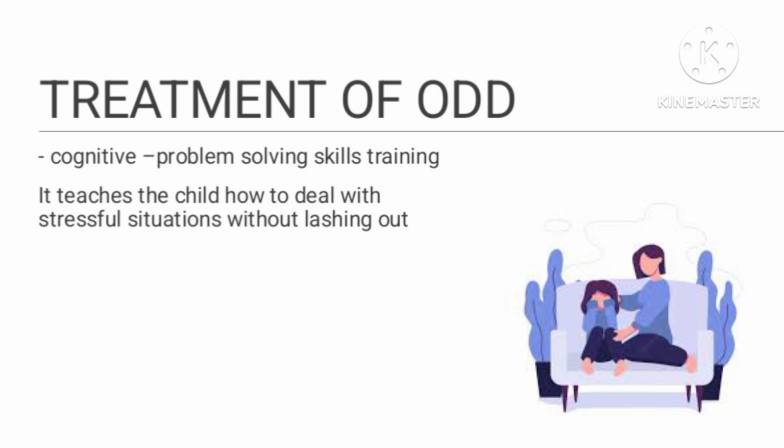Then there is cognitive problem solving skills training, whereby they teach the child positive ways to respond to stressful situations. A child with ODD often only knows negative ways to respond to problems. The aim of this training is to reduce inappropriate behaviors. Then there are social skills programs and school-based programs. There is also medication and also individual therapy. All of these have proven to work.